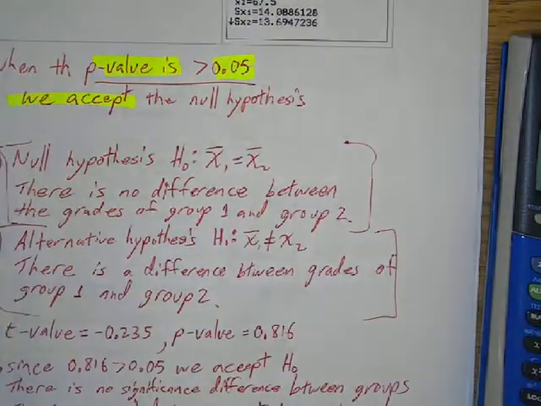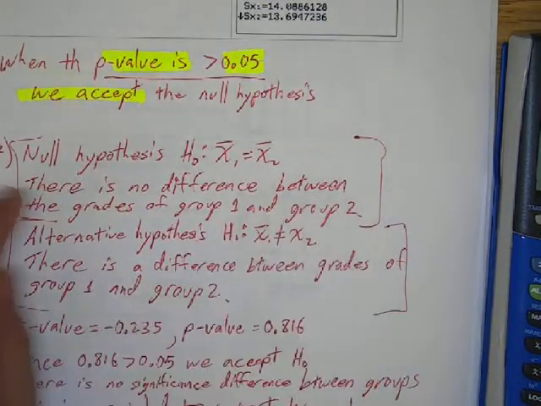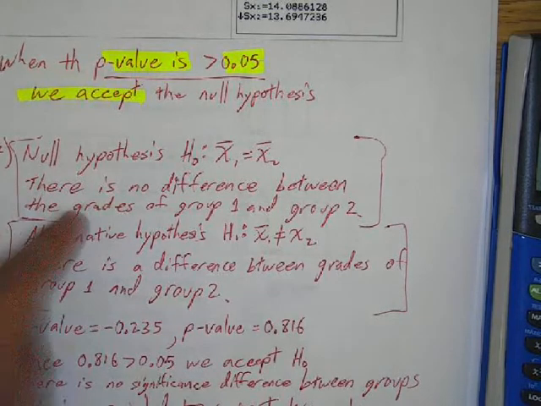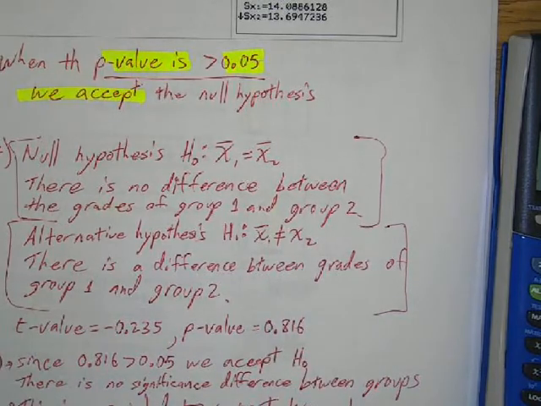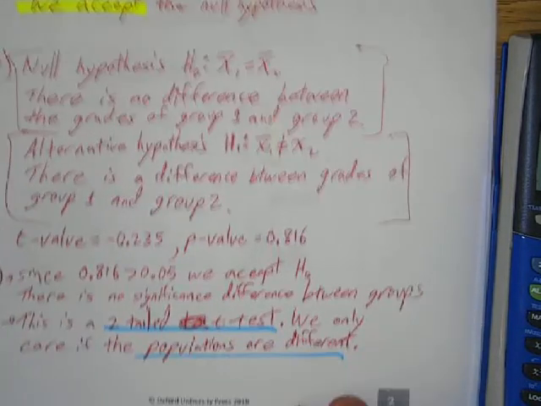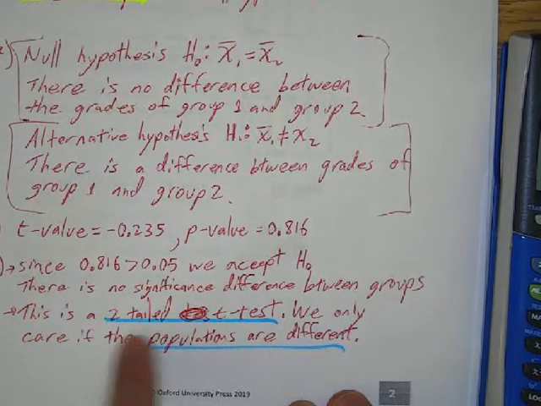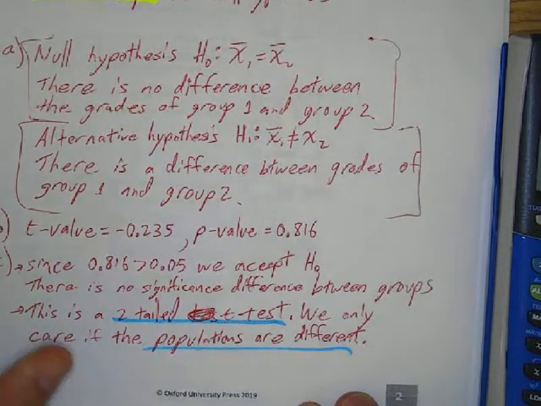And part A of this question said, what is the null hypothesis? The null hypothesis is that there is no difference between the grades of the two groups. The alternative hypothesis states that there is a difference between the two groups. Okay, and so this is a two-tailed t-test, and we only care if the populations are different. Okay, you may want to hit pause to copy this down.